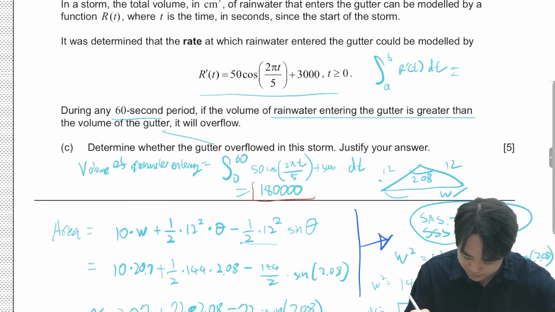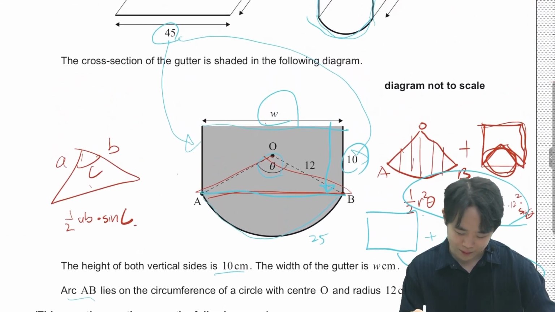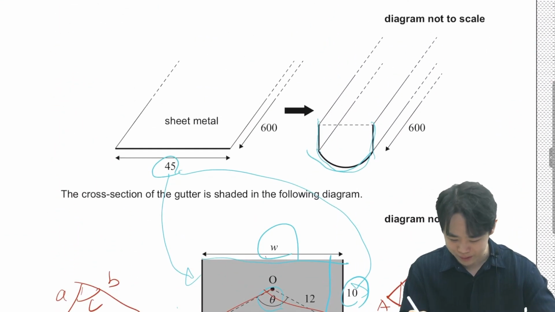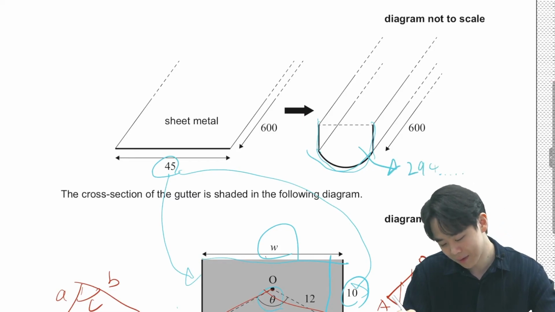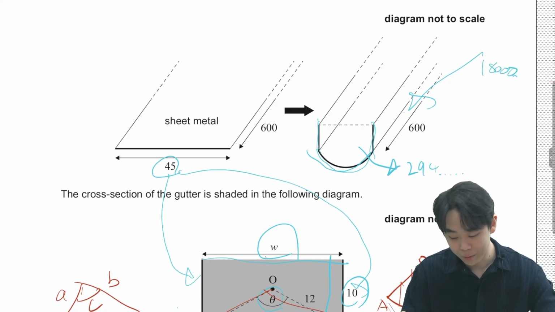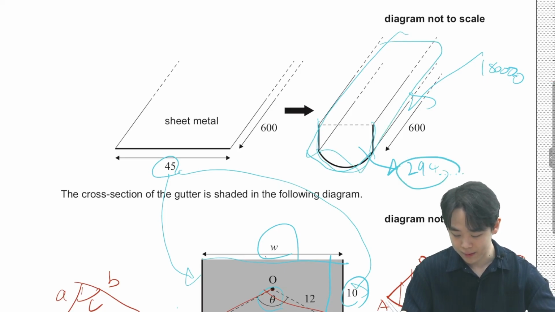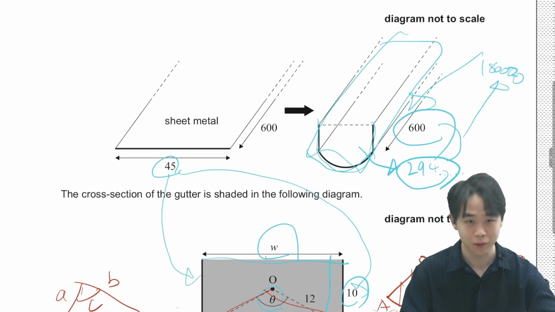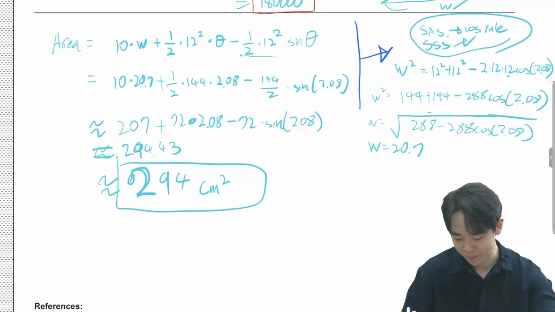So what do we compare this against? Well, we said the cross-sectional area was 294, but that's not what we're comparing, right? We have to compare apples to apples, not apples to oranges, right? So we know that this cross-sectional area was 294, but the volume coming in was 180,000. So we've got to compare this to the entire volume here, which is the cross-sectional area times 600, right? So we've got to make sure we're comparing volumes. Otherwise, you would be comparing cross-sectional area to volume, which wouldn't make sense.